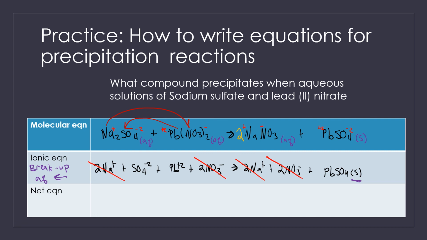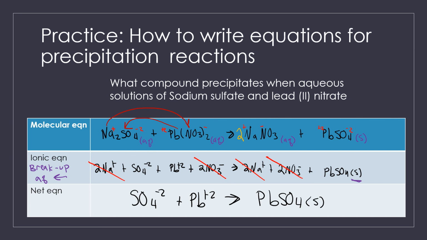Our last step is to just take anything that did not get crossed out and write it down into our net equation. So we have SO4 2− plus Pb 2+, oops, not a plus sign, goes to PbSO4, make sure to write down that solid. So this shows us that what actually happened in this reaction was sulfate combined with lead to make lead sulfate solid.